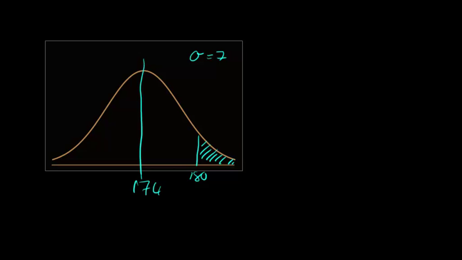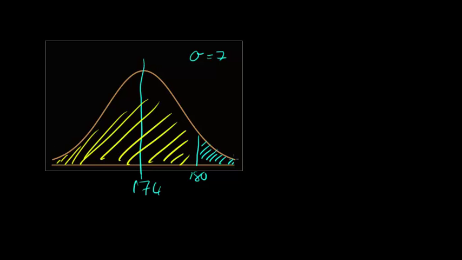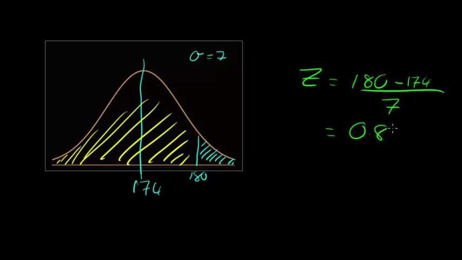Now the tables, remember, don't have that area, they always have less than, so what I'm going to do is find out the yellow section, and since the area under the curve is 1, I'll just take it away from 1. So the first thing I need to do is find my standardized score. So Z is going to be my value, which is 180, minus the mean, 174, and then divided by my standard deviation of 7. So the Z value that I'm looking for here is 0.857. So I then look up phi of 0.857 and find out what that is.